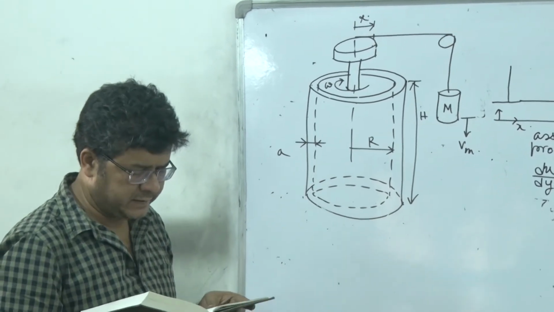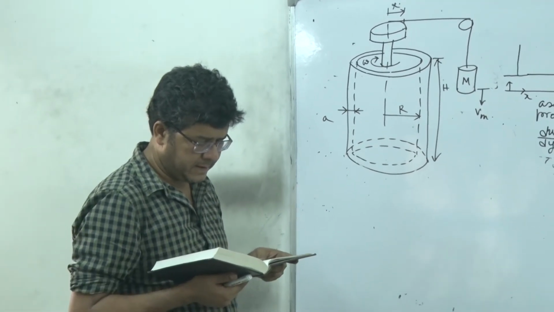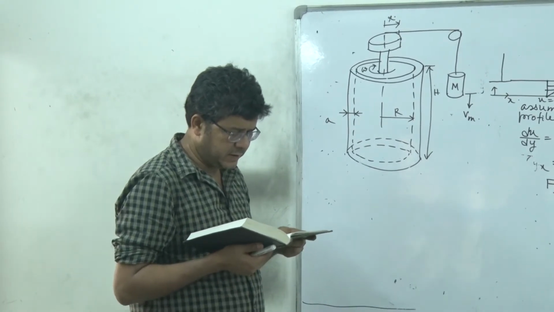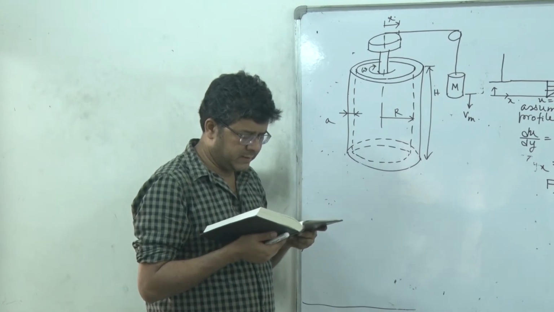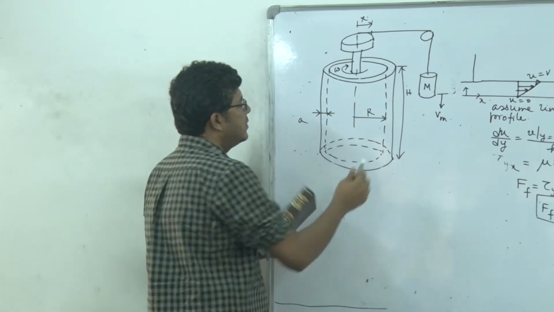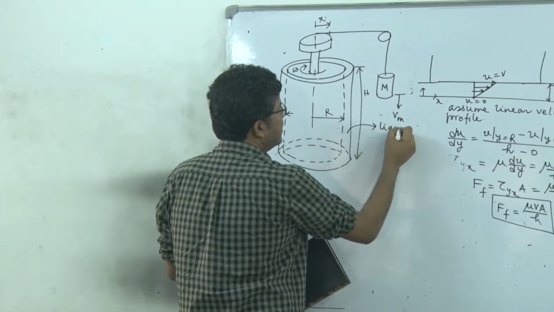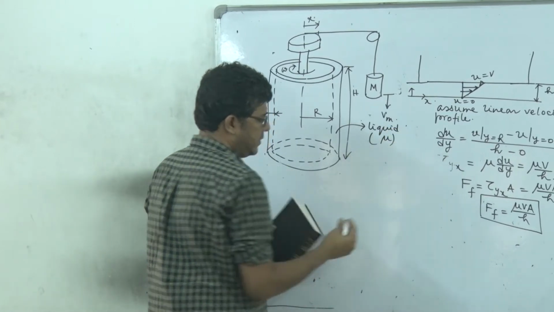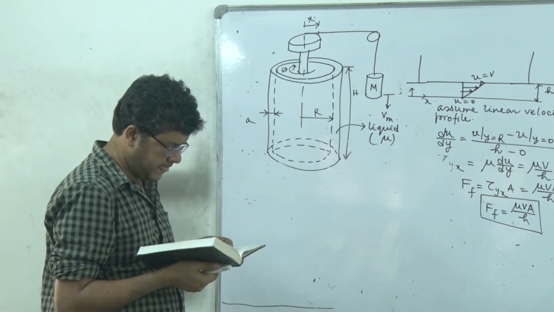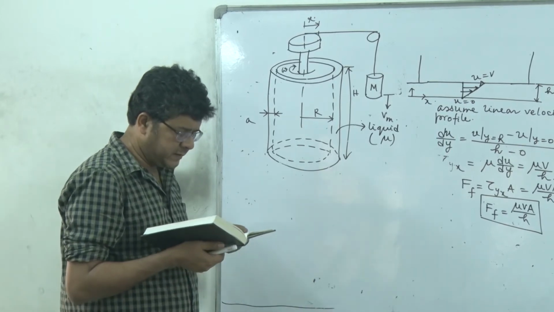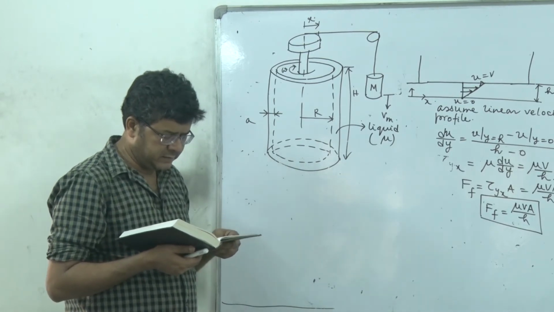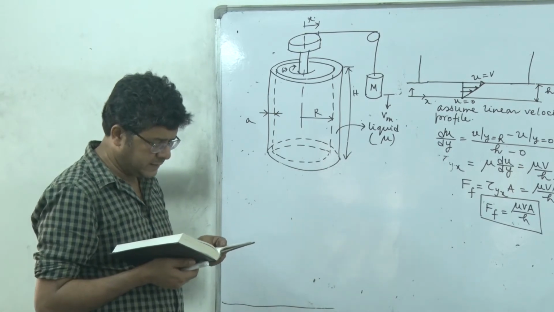The statement is: a concentric cylindrical viscometer is driven by a falling mass m connected by a cord and pulley to the inner cylinder as shown. The liquid to be tested fills the annular gap of width a and height h. So here we are having the liquid. Let's say its viscosity is mu. After a brief starting transient, the mass falls at a constant speed Vm.